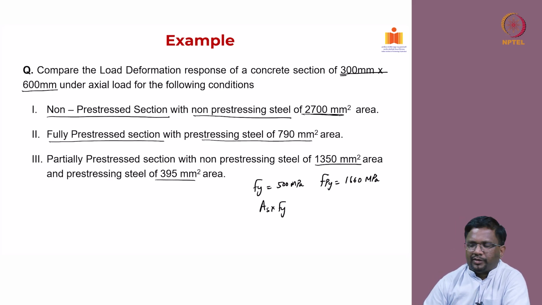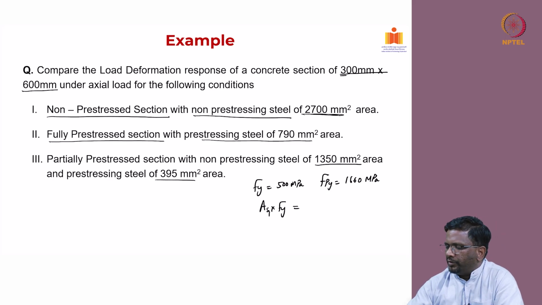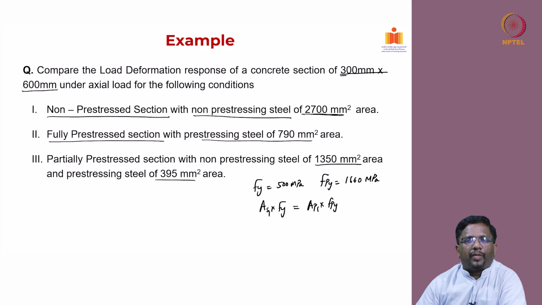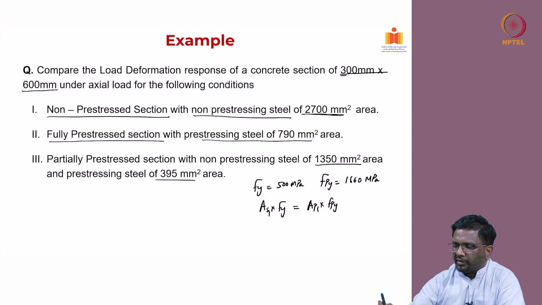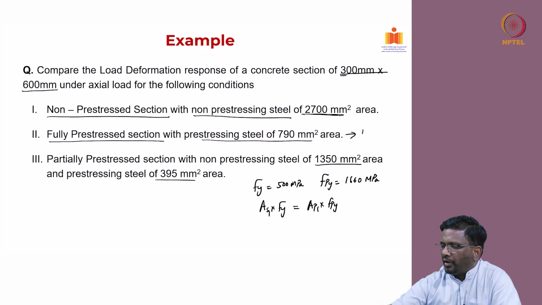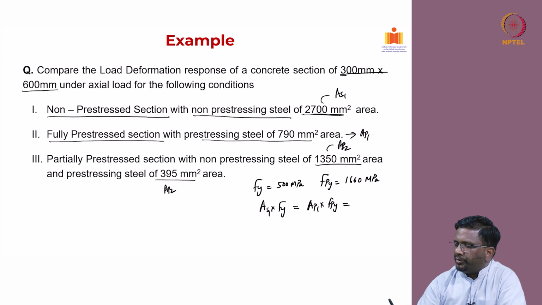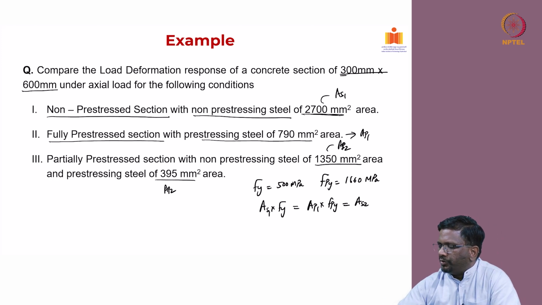In the first case, let us say AS1 into Fy should be equal to AP1 into Fpy. The second case: this is your AP1 and this is your AS1, and this should be equal to, now let us say this is AS2 and this is AP2. So this should be equal to AS2 multiplied by Fy plus AP2 multiplied by Fpy.